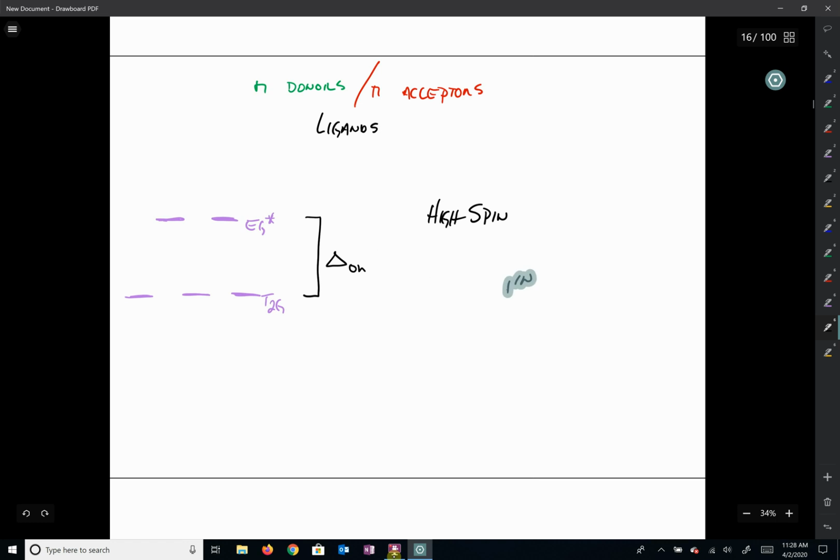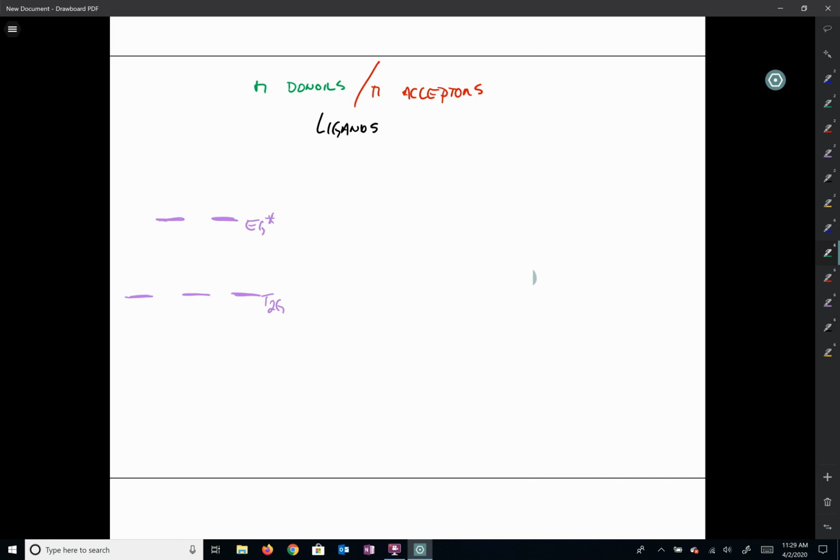Anyway, at the end of the day, we need to look at the ligands that we have and make an assessment as to whether they can be pi donors or pi acceptors. And that's going to change our delta octahedral, and that's going to help us determine whether we're high spin or low spin. Okay? So let's take a look at this. Since we only care about the metal orbitals, really the metal orbitals are the ones that are going to be impacted. So let me bring in a pi donor ligand set.